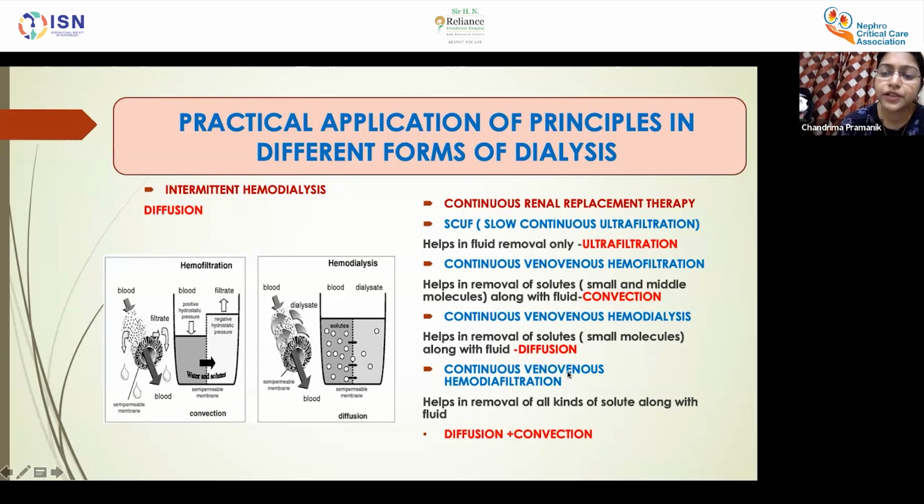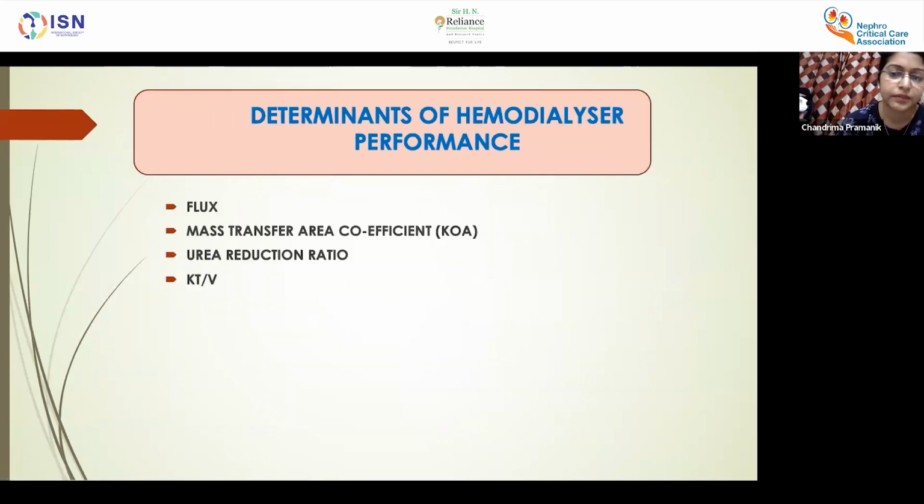Whereas continuous veno-venous hemodiafiltration helps in removal of all kinds of solutes, whether small, medium, or large, and it is based on the principle of diffusion and convection. And so this is considered the highest modality for treatment of CKD.